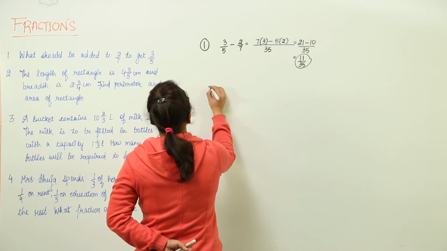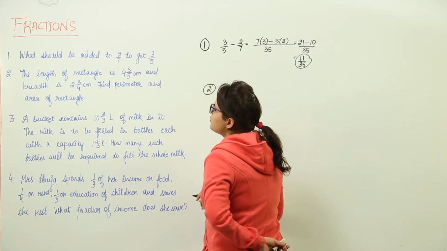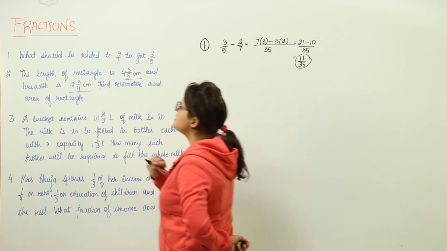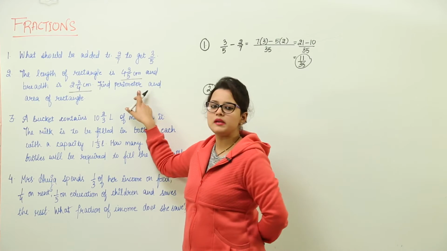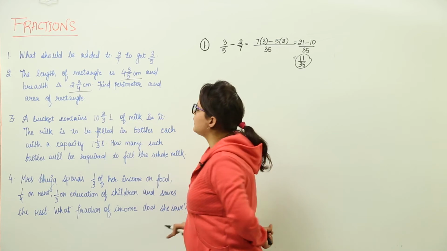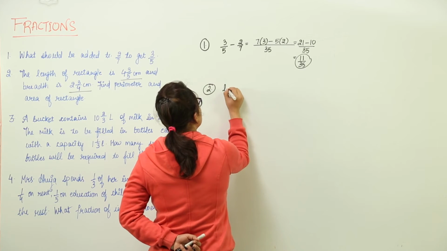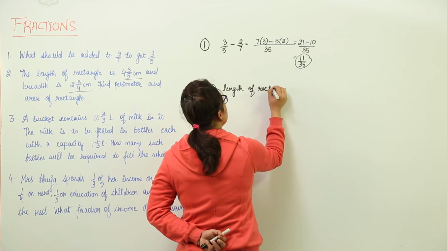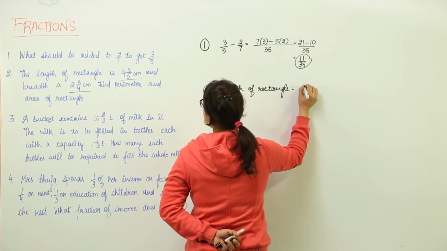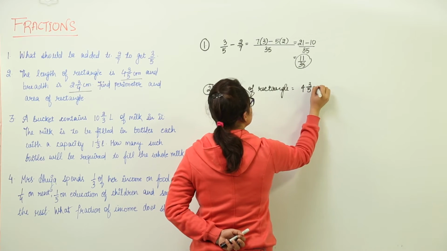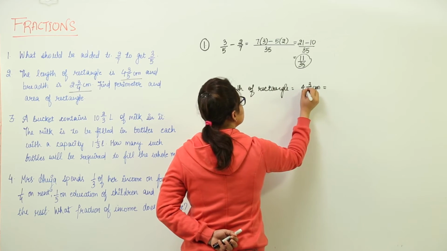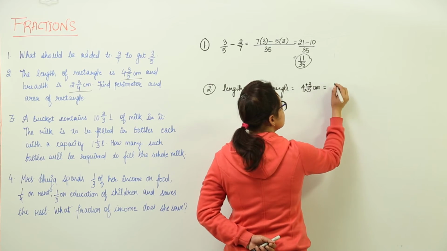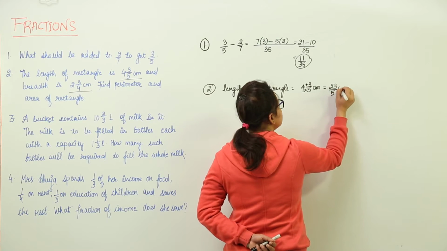The next question says that the length of a rectangle is this many centimeters and the breadth of the rectangle is given as these many centimeters. We have to find the perimeter and area of the rectangle. Now let us write down what is given in the question. Length of the rectangle given to us is how much? 4 whole 3 by 5 centimeters. We have to convert this into a fraction. So you make a multiplication sign and a plus sign. 5 4s is 20, 20 plus 3, 23 over 5 centimeters.